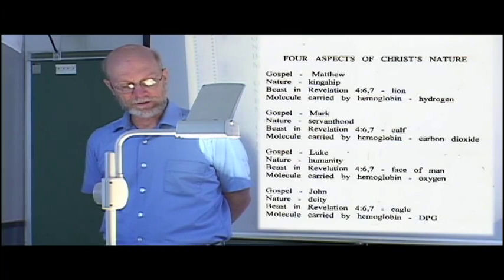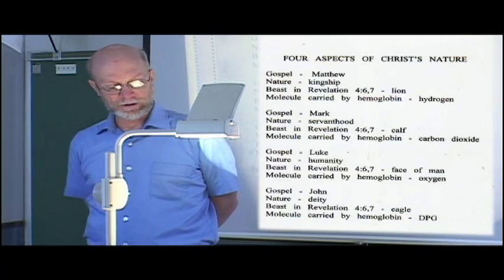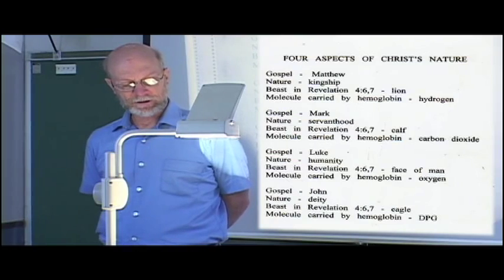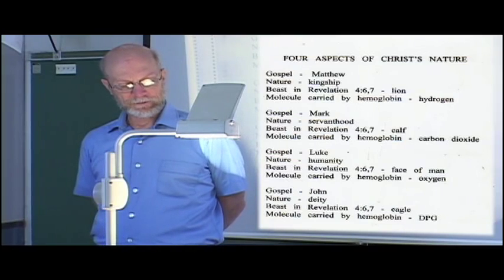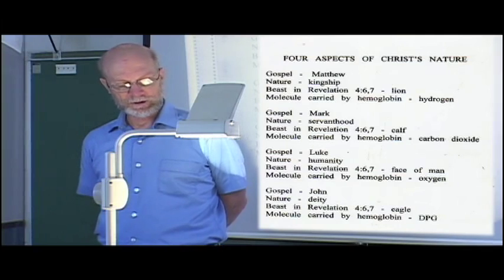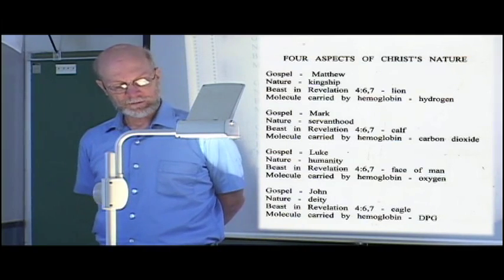So how about that? We have 4 different kinds of molecules carried by hemoglobin, and each one of them can be an analogy for the 4 different aspects of Christ's nature. This isn't something that's written in the Bible. It's just something I noticed, and you might agree with it, you might disagree with it, but it looks interesting to me.